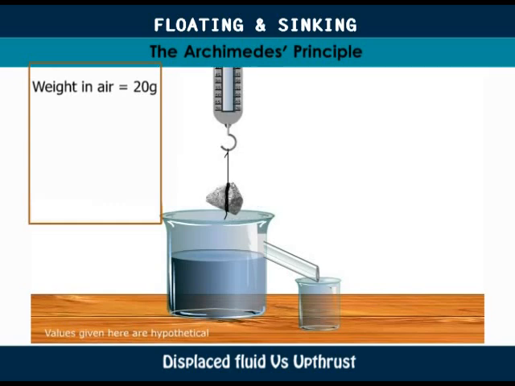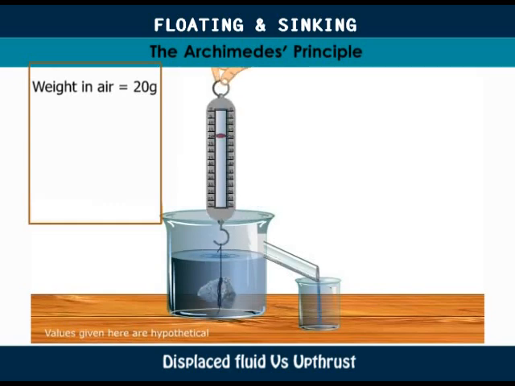Gradually, lower the stone into the Eureka can containing water and record the reading on the spring balance when the stone is completely immersed in water. You will see that the weight of the stone in water is less than that in air. That is, there is an apparent loss of weight. This is equal to 20 minus 17, which is equal to 3 grams.